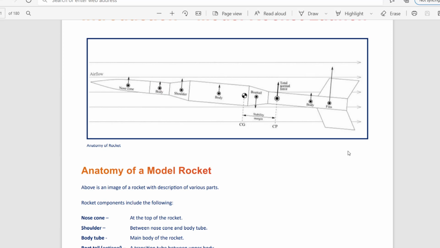The rockets we will design in this class will not have shoulders or boat tails. They'll just be one single body tube with a constant diameter.